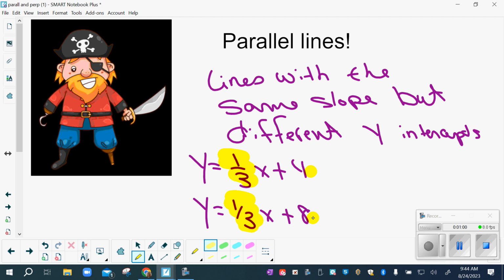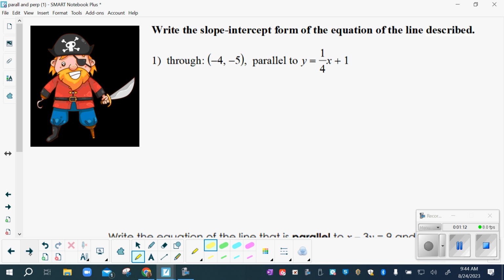Nice being the key word here, because we are going to talk about my friend, the parallel pirate. He is the nice pirate. Bear with me on this. Here it goes. So here's what's going to happen tonight. You are going to get problems that look like this. We are going to write the equation of a line that is parallel to this dude right here, and it's through this point right here.